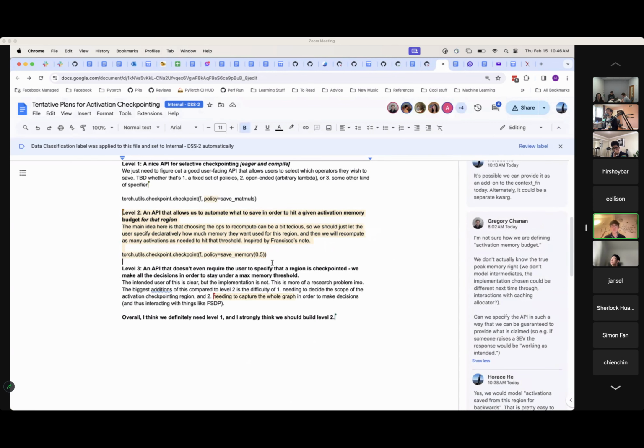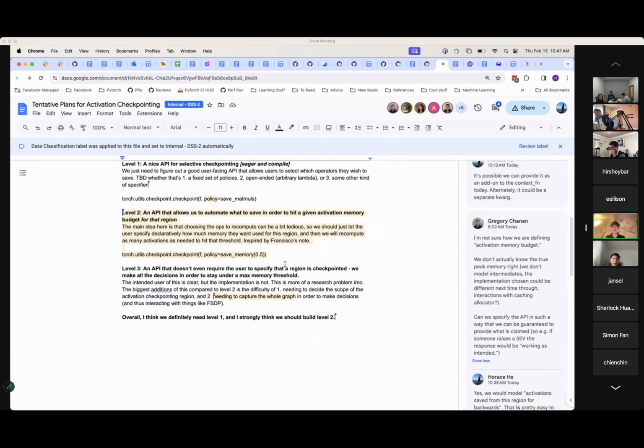So I think it's maybe not as obvious why we want this level. I want to contrast it to level 3, which is maybe the most automatic version of activation checkpointing, where the user does not even specify that a region is checkpointed. The entire point of checkpointing is to stay under a max memory threshold, so we just make every single decision needed to do that. I think there are many users who want something like this.